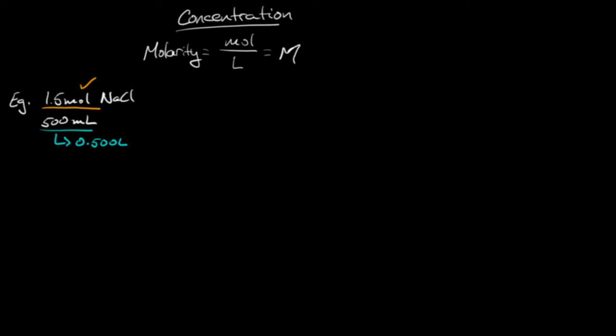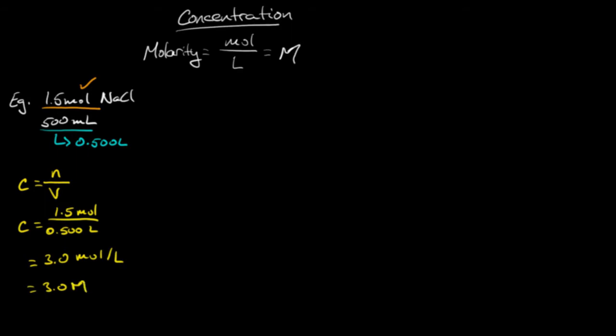Now that we have everything in the right units, we can calculate the concentration by saying it's the number of moles, which has the symbol n, not the unit mol, the symbol n, and volume has the symbol V. So we can say that the concentration of the solution is 1.5 moles in 0.500 liters, which leaves us with a 3.0 mole per liter solution, or you might sometimes see it written like 3.0 with a capital M for molarity or moles per liter.